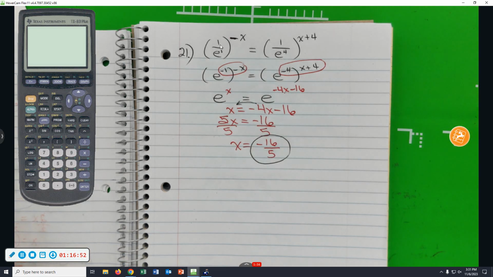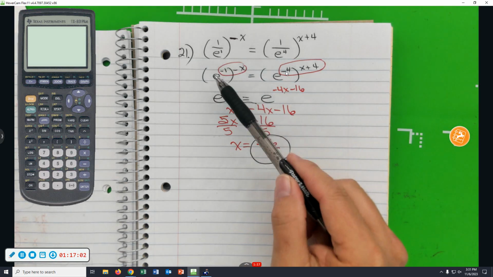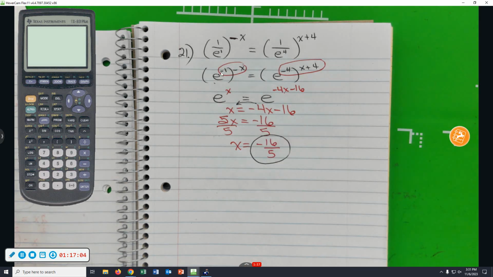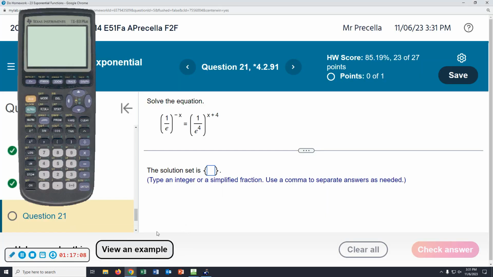Important thing is how we rewrote it without that 1 over. The 1 over e to the fourth became e to the negative 4. 1 over e to the first became e to the negative 1. Negative 16 over 5.